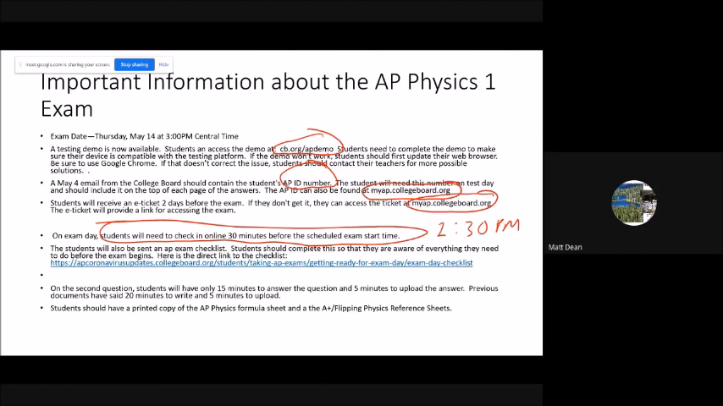More than likely in that May the 4th email, they're also going to send you what they're calling the AP exam checklist. I'm going to go ahead and share that with you now. If you just Google AP student exam checklist, you'll be able to find it. But I'm going to pull it up and show you some things on this checklist.